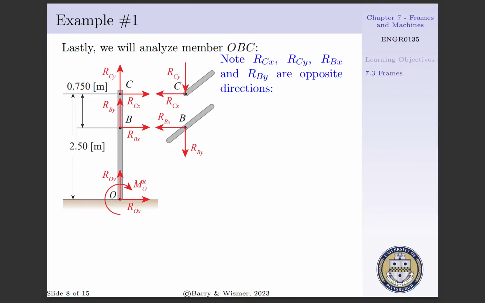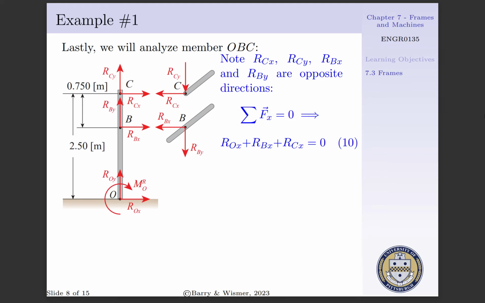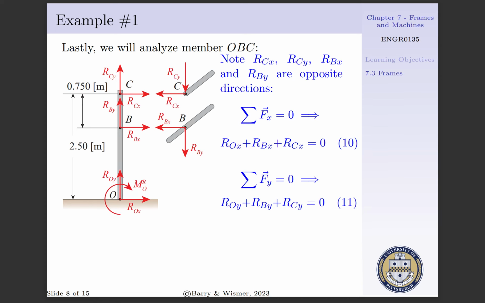Lastly, we will analyze member OBC. Recalling Newton's third law, RCX, RCY, RBX, and RBY will take directions opposite of what was previously specified. Thus, if we sum our forces in the x direction, set these equal to 0, we find we'd have ROX plus RBX plus RCX will be equal to 0. We'll call this equation 10. Summing our forces in the y direction, setting this equal to 0, we'll have ROY plus RBY plus RCY will also be equal to 0. We will call this equation 11.